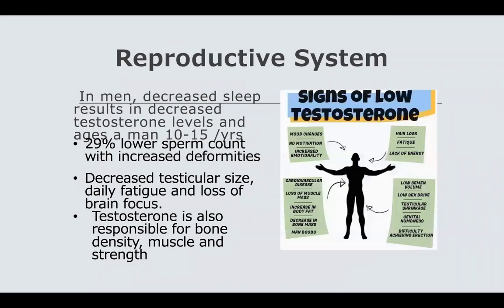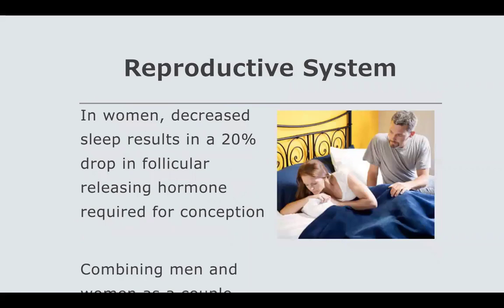How about the reproductive system? In men, I'm sorry, that's overlaid a little bit, but if you're not sleeping well, 29% have a lower sperm count with increased deformities in the type of sperm, a decrease in testicular size and testosterone. The guy just isn't as potent as he thinks he is, but the ladies, you guys don't get away with it either. If you're not sleeping, there's a 20% drop in follicular releasing hormone required for conception.